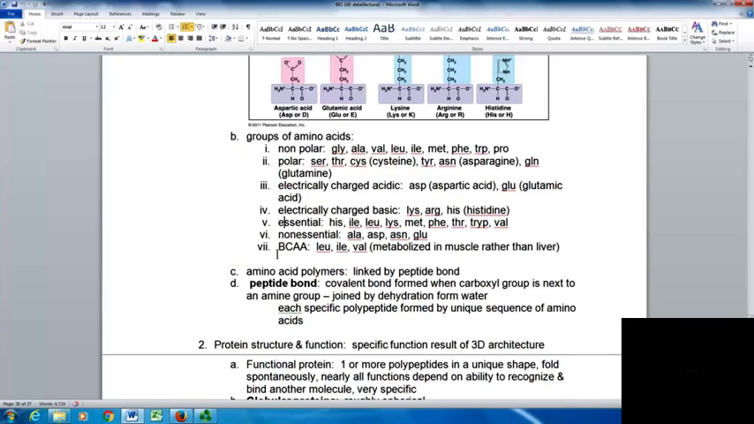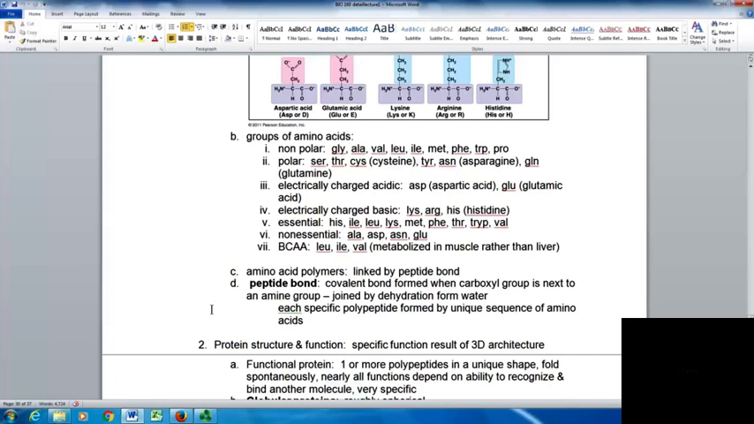which is important. A lot of times you will see people that are doing bodybuilding will be concerned about getting adequate branched chain amino acids to make sure they've got adequate of these to supply their muscles. So the amino acid polymers are going to be joined by having those amino acids connected by peptide bonds. A peptide bond is just the covalent bond that's formed when you have the carboxyl group, which is what you see right here, from one amino acid next to the amine group of another. So they will be joined by dehydration to form water.